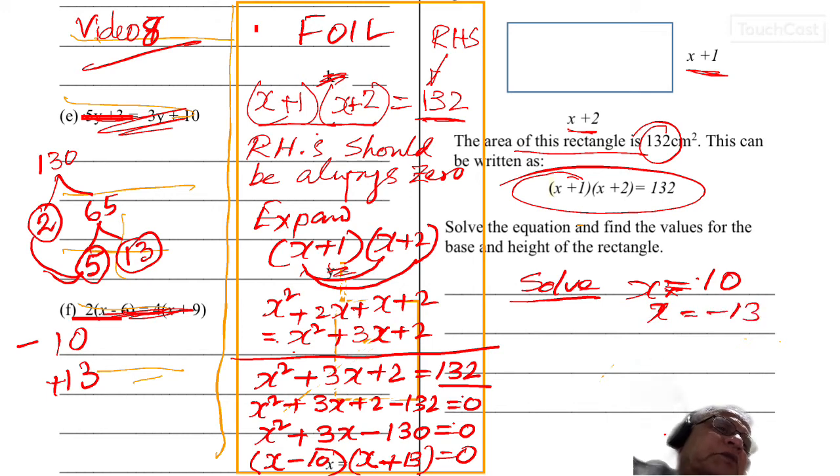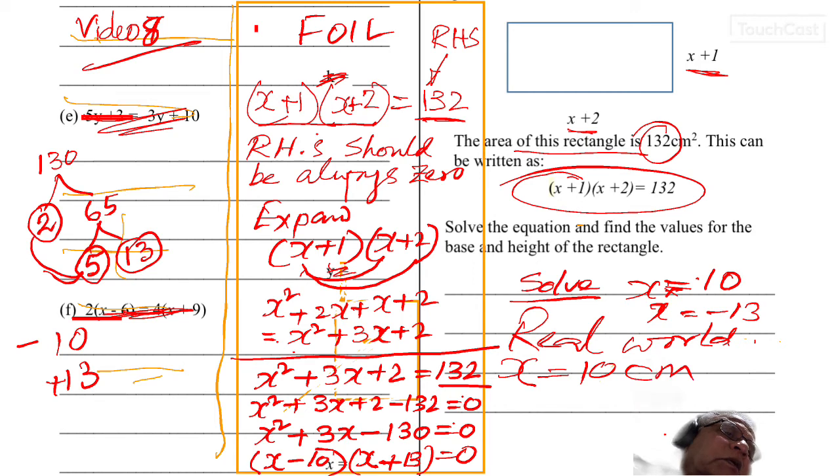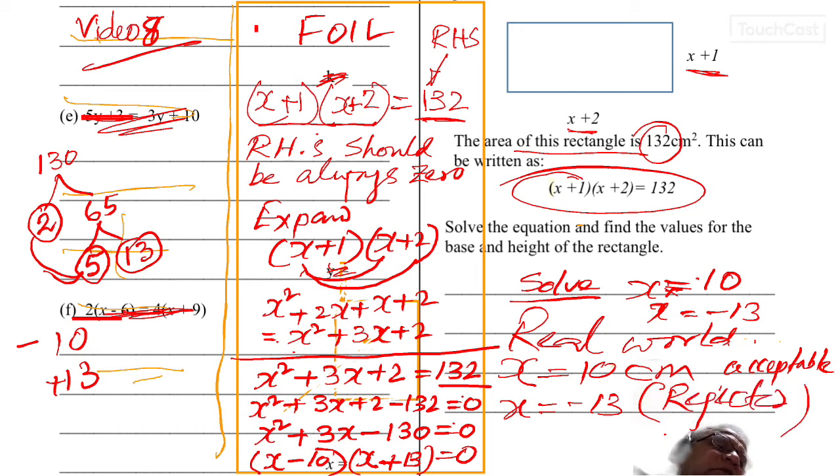Now comes the real world. x equals 10 centimeters, that measurement is acceptable, whereas x equals negative 13 should be rejected because that is not possible in the real world. So x is 10 centimeters. If you stop there, you are not going to get marks.